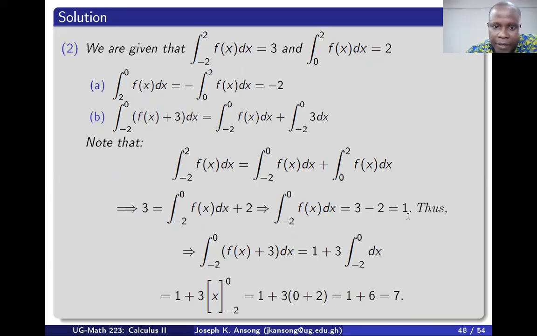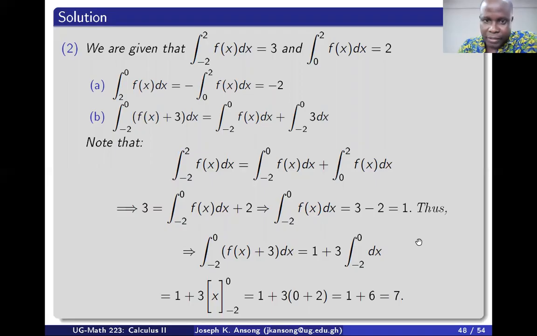So I can go back to this: the integral from negative 2 to 0 of f of x plus 3 is equal to, note that I split it in 2, this one gave me a 1, and this, I can pull out a 3 and integrate from negative 2 to 0 of dx. This is just x from negative 2 to 0. That's easy to evaluate, and your answer will be 7. So that is straightforward.